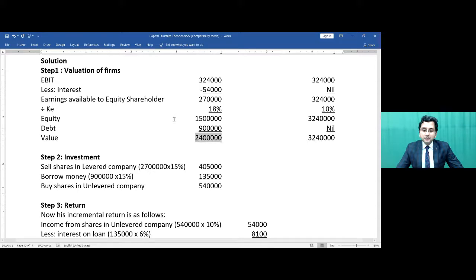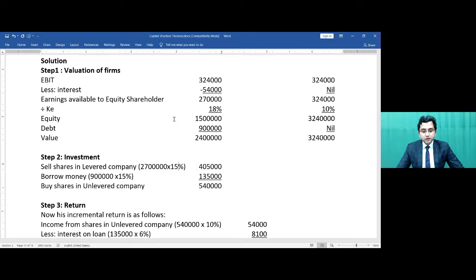Levered company has value of 24 lakh. Unlevered company has value of 32 lakh 40,000. But the rule will remain same. Sell the expensive. So this time you will sell unlevered 32 lakh 40,000. So you will buy this company. So you will switch over from unlevered company to levered company. Because you are required to sell expensive and buy cheaper. Expensive is HUL, sell that. Cheaper is HLL, buy that.